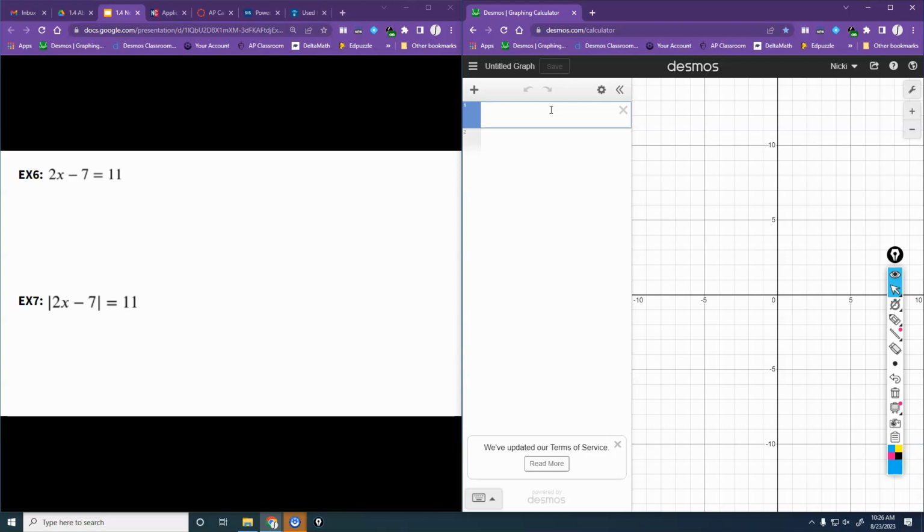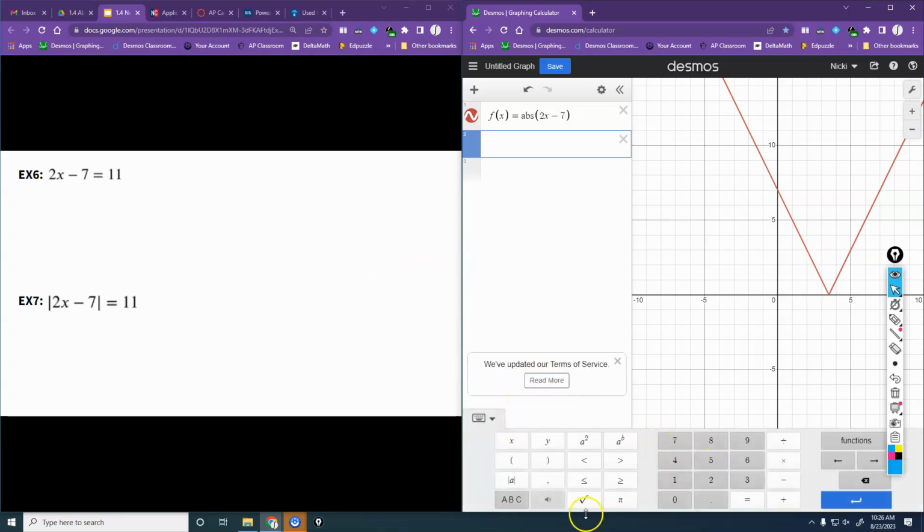So if you need to check your answer for an equation, any equation, what I'm going to do is type f of x equals the left-hand side. You can either use the absolute value bars or you can type ABS 2x minus 7. There's also absolute value bars down here if you want to use that instead. But if you just type ABS, it's absolute value. And then we'll tell it g of x equals 11.